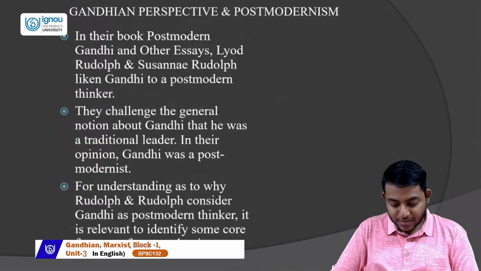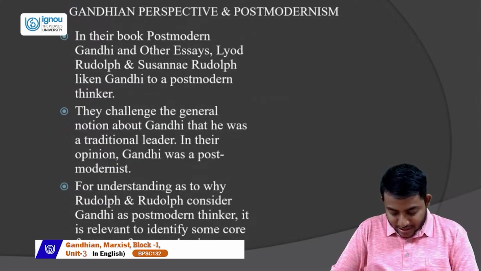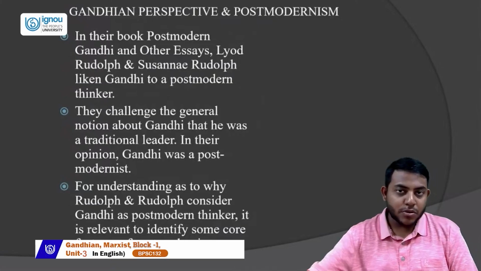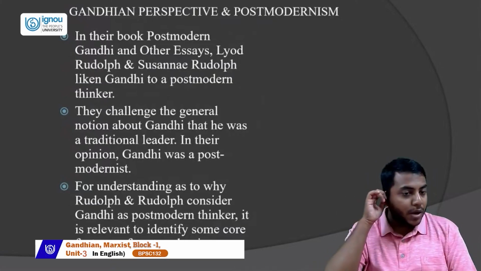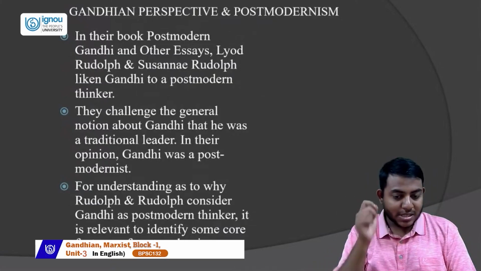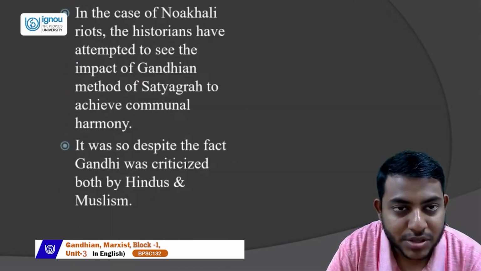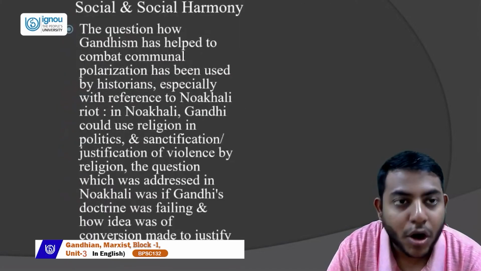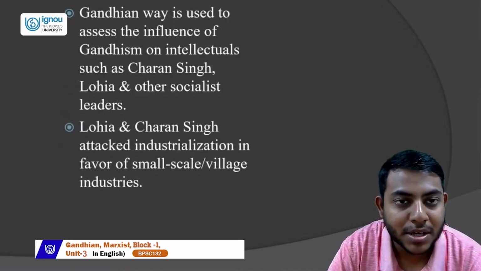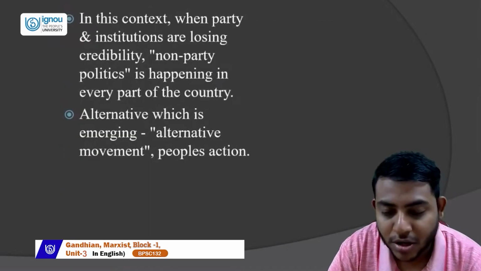So in today's class, we have finished the first unit of this paper. We have discussed the Marxist approach, and we have discussed the Gandhian approach as well. The Marxist approach is more focused on the workers, and especially the subaltern sections of the workers. And the Gandhian approach is a broad approach. It is not only limited to the workers, but it talks about a lot of things.